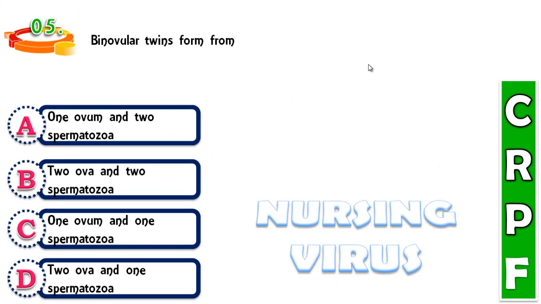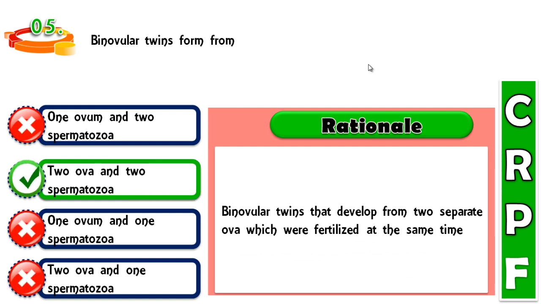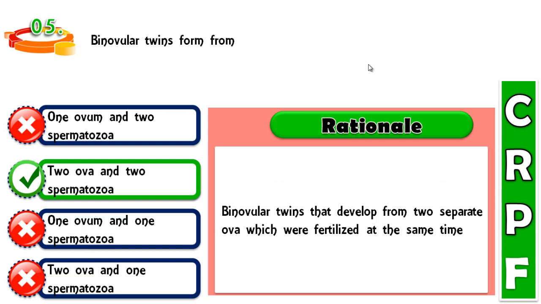Binovular twins form from one ovum and 2 spermatozoa, 2 ova and 2 spermatozoa, 1 ovum and 1 spermatozoa, and 2 ova and 1 spermatozoa. So the correct answer is 2 ova and 2 spermatozoa. Binovular twins develop from 2 separate ova which were fertilized at the same time.